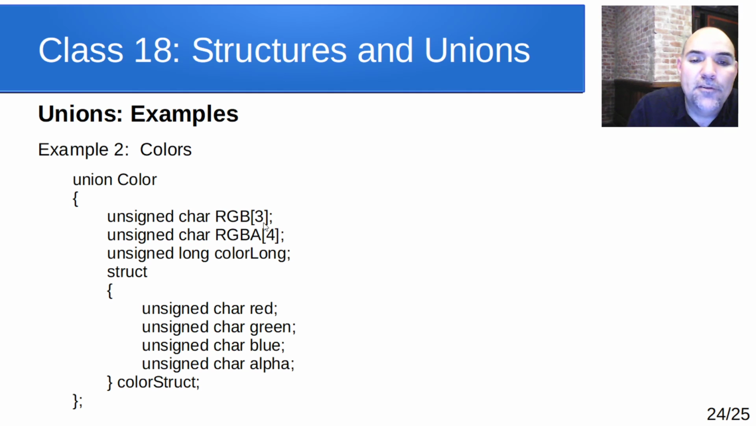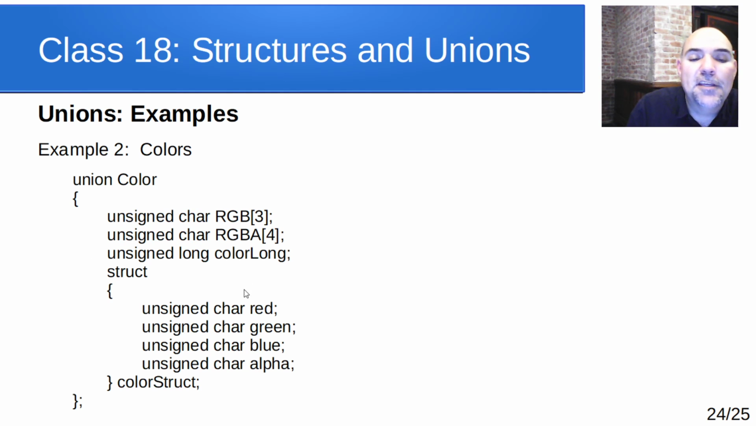And notice that I've overlaid all these. I could access it through this RGB array. I could access it through the RGBA array. I could access it as a long value. I could access it using this structure that has a red, a green, a blue, and an alpha component. And all of these are really representing the same thing.